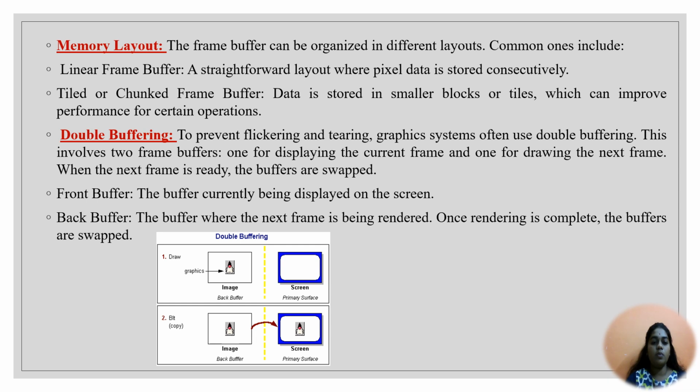Double buffering. To prevent flickering and tearing, graphic systems often use double buffering. This involves two frame buffers, one for displaying the current frame and one for drawing the next frame. When the next frame is ready, the buffers are swapped. Front buffer, the buffer currently being displayed on the screen. Back buffer, the buffer where the next frame is being rendered. Once rendering is complete, the buffers are swapped.